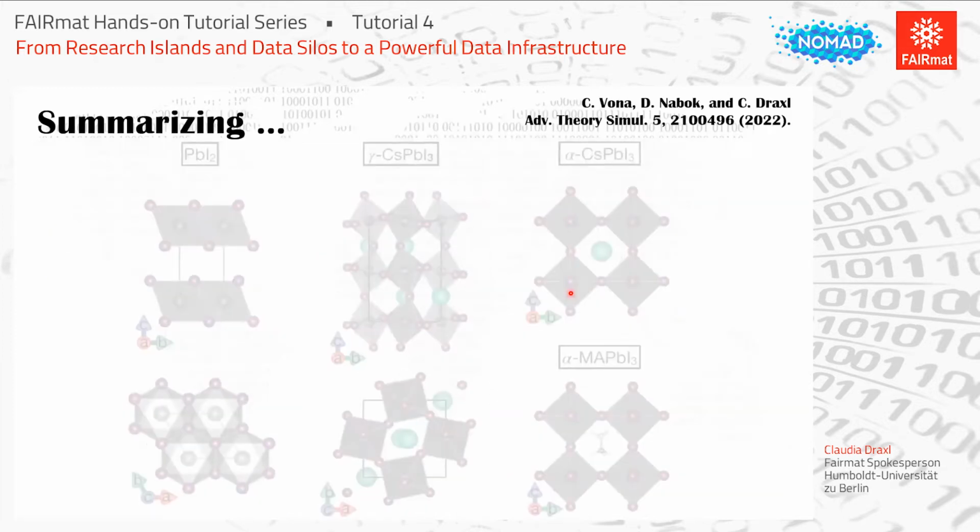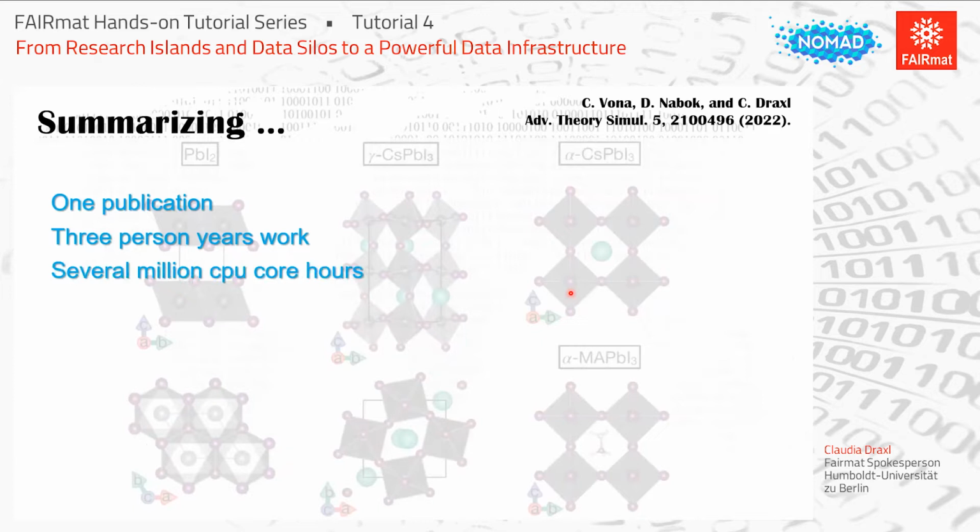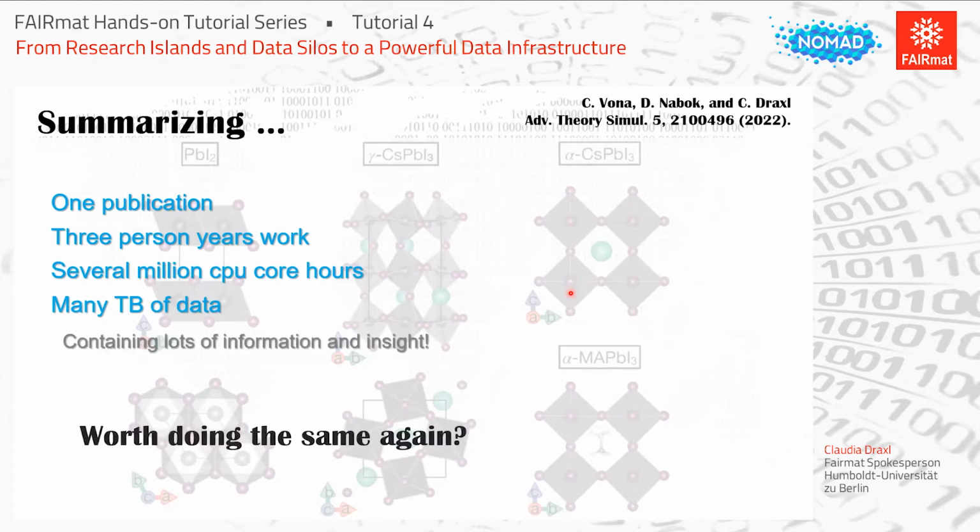So if we summarize, we have one publication, and we have probably three or whatever person-years of work dedicated to the investigation. We may have used millions of CPU core hours to produce the data. We may have produced terabytes of data that contain all the knowledge of the quantum mechanical many-body problem that we have solved. And the question is, if we throw all this data away, is it really worth doing the same again and again? The next student comes doing the same calculation in either the same group or a different group.